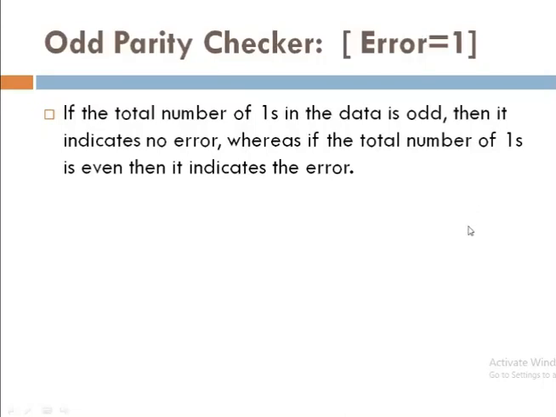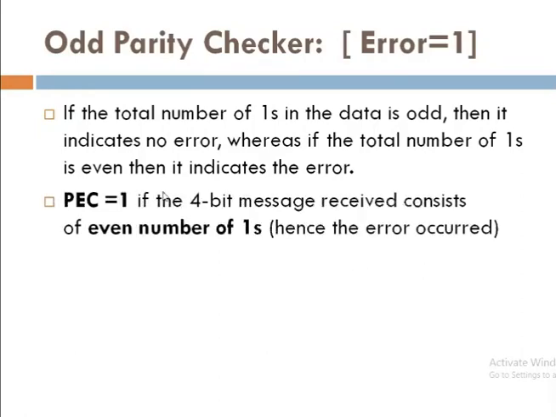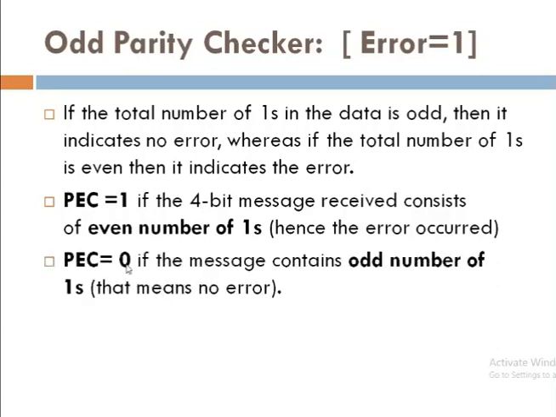Now the last part, that is the odd parity checker. For the odd parity checker, the logic is the same. If the number of ones is odd, then there is no error. But if the number of ones from the input stream is even, then it is considered as an error. So the PEC output bit is 1 if the 4-bit message received consists of an even number of ones, which means an error has occurred. Otherwise, it is considered as a 0.